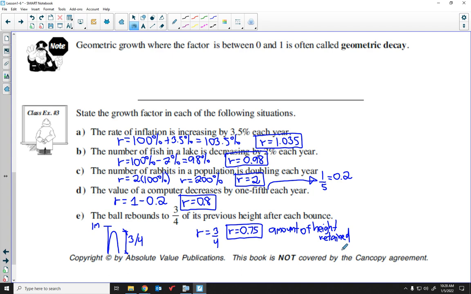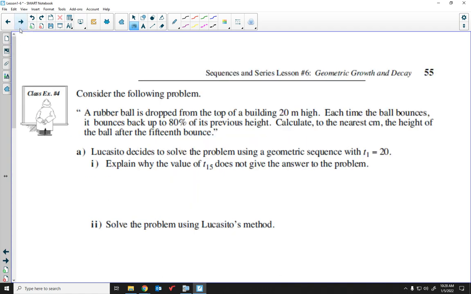If it said the ball lost 1/4 of its height, then you would go 1, subtract 1/4 to get 3/4. But it's already telling you what's retained in the first place, so there's no need to go ahead and do that. But let's deal with this ball type situation because these ones are actually a little bit tricky to deal with.